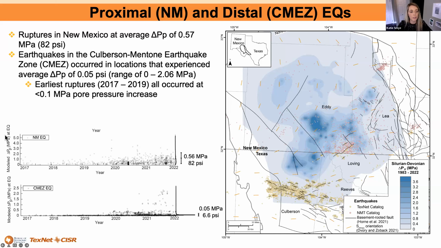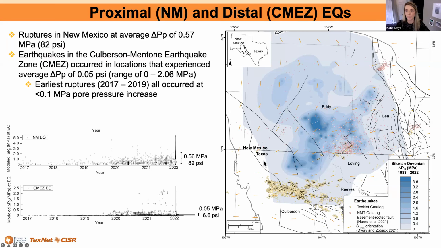And you can see the distribution of those pore pressure changes now in MPa over time by year. And what we see is that the average earthquake in New Mexico has occurred at a pore pressure change of 82 psi or 0.56 MPa. So these are appreciable pore pressure changes. Many of them are higher, in some cases up to a 10% increase in the reservoir pressure of those deep injection strata. The story is very different when we look at the Culberson-Mentone earthquake zone earthquakes.